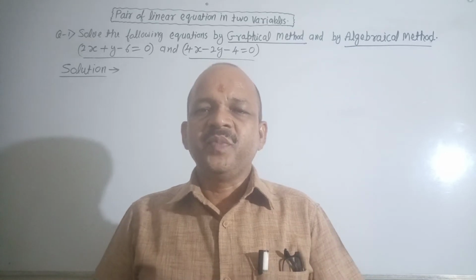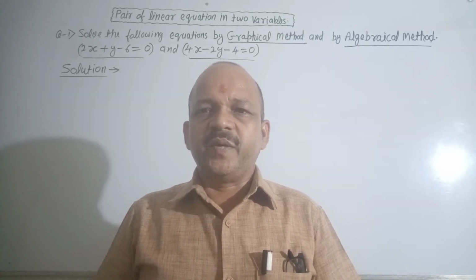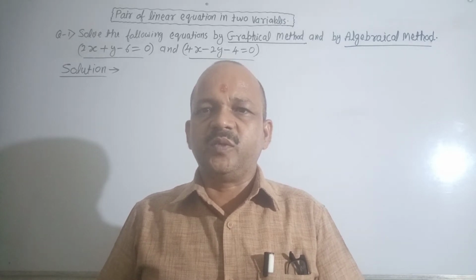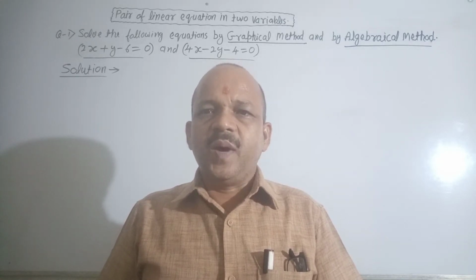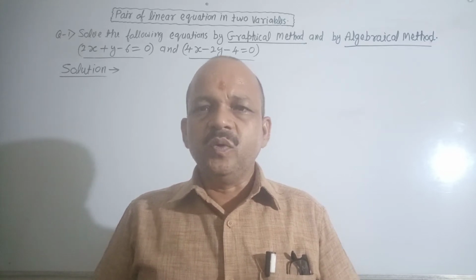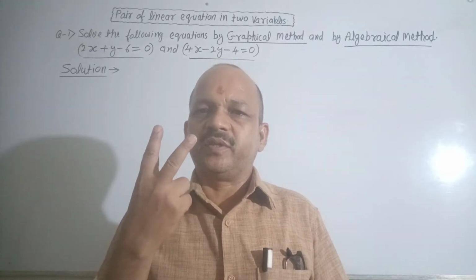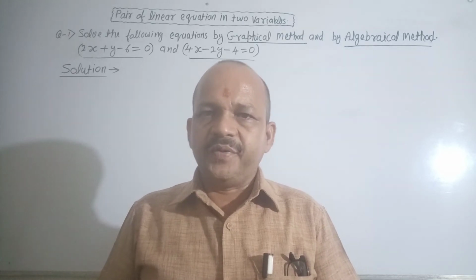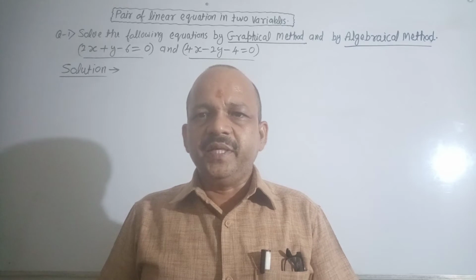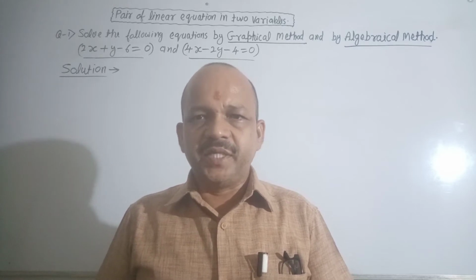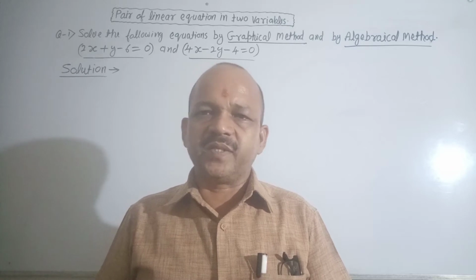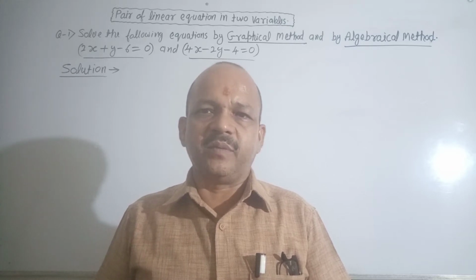Very good. a1x plus b1y plus c1 equal to 0, a2x plus b2y plus c2 equal to 0. It is the form of a pair of linear equations in two variables. You can solve your question by two methods. First, graphical method. Second, algebraical method. By graphical method, firstly you find two solutions of each equation, then plot them on the Cartesian plane. In this way you can solve your question by graphical method.